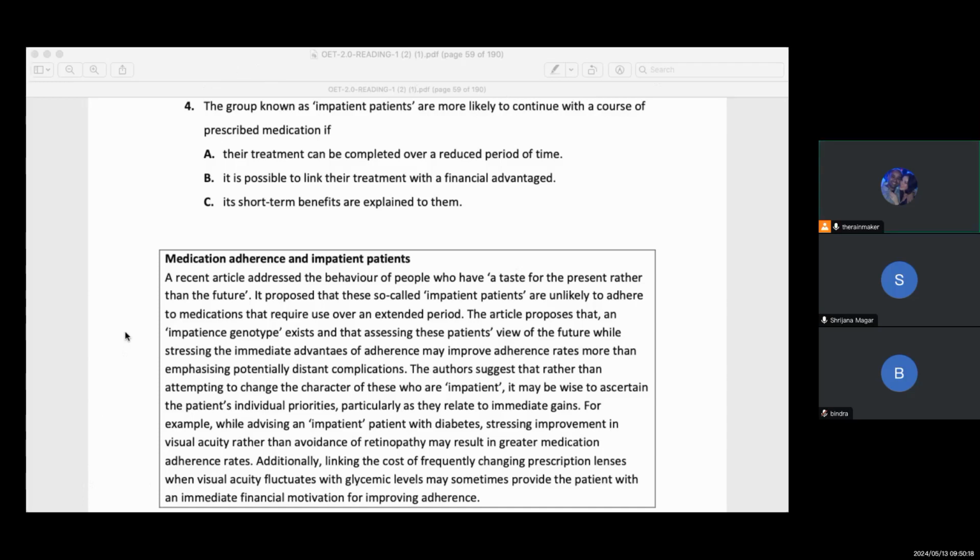The authors suggest that rather than attempting to change the character of these who are impatient, it may be wise to ascertain the patient's individual priorities, particularly as they relate to immediate gains. Barker ko gain, Barker ko faida. For example, while advising an impatient patient with diabetes, stressing improvement in visual acuity rather than avoidance of retinopathy may result in greater medication adherence rates.